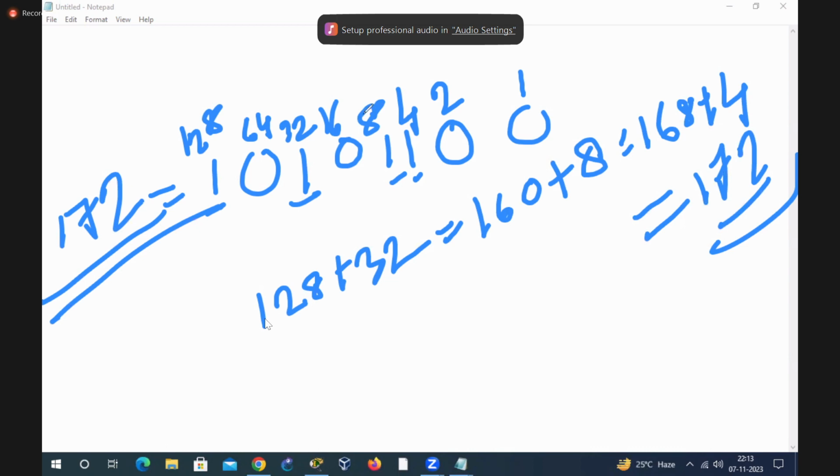Getting it? Just write the values of these bits over here. So these are your bit position values. This bit position value is 1. This bit position value is 2. Just remember this. It will help you to perform this conversion very quickly.